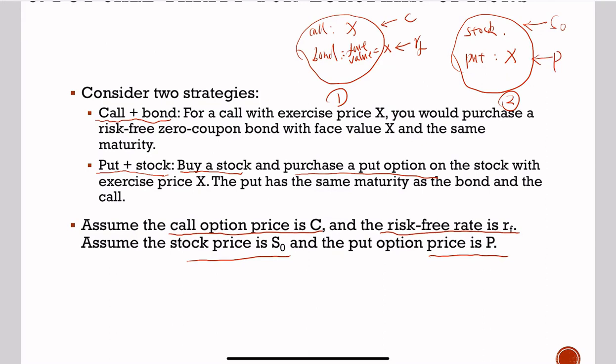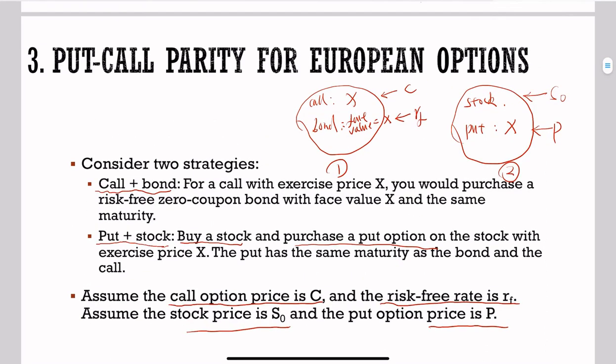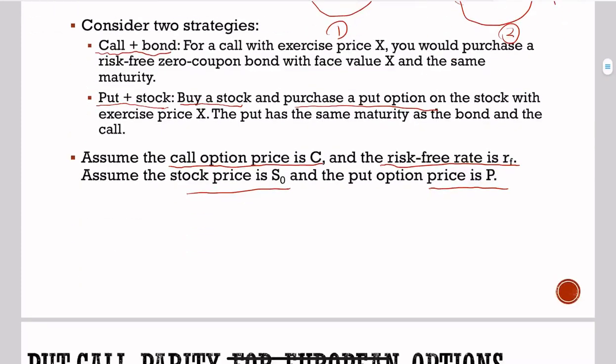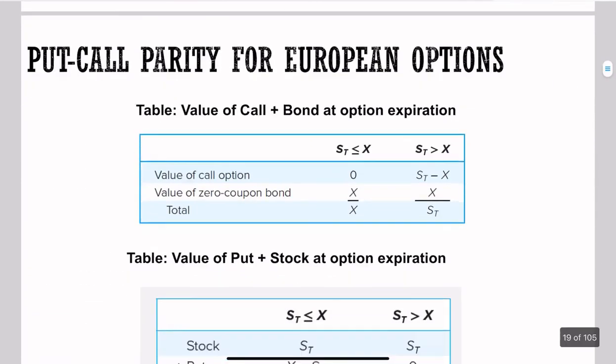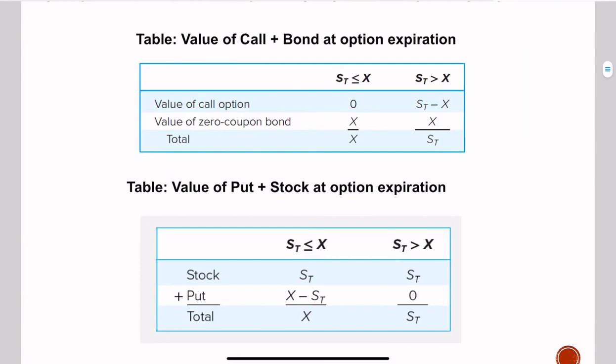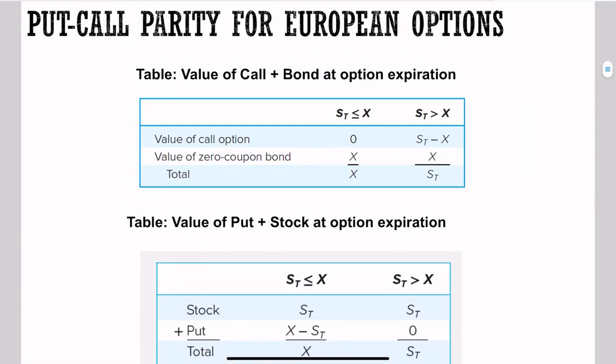Now, the first step to understand put-call parity is to understand why these two different investment strategies give you the same payoffs, right? So let's look at this table. And these two tables will tell you that these two different strategies indeed give you the same payoff. So let's assume on the expiration day, the price of this stock is ST, right? So this ST is basically the stock price on the expiration date.